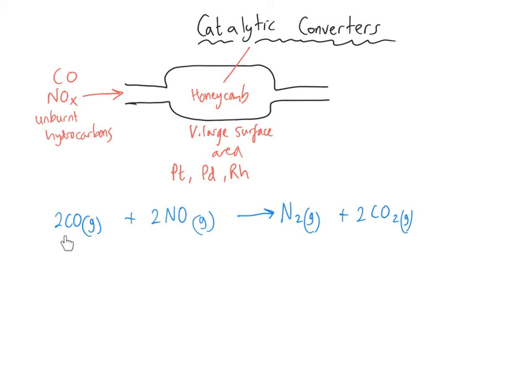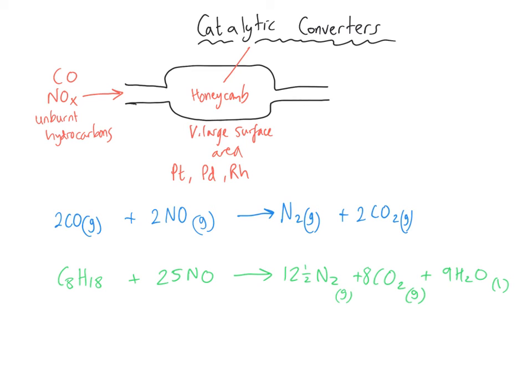For instance, carbon monoxide, poisonous gas, reacts with the nitrogen oxides, which can cause acid rain, to make nitrogen gas, which is a big component of our atmosphere anyway, so not a problem, and carbon dioxide, which is a greenhouse gas, so that's a bit of a problem, but it's not as bad as the carbon monoxide being produced.